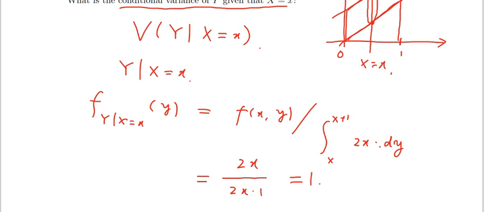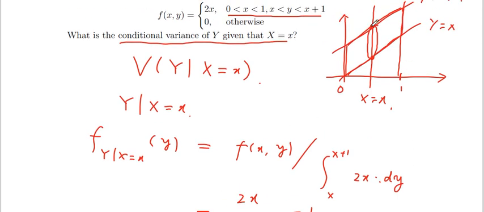This means the conditional density function is a constant. So we say y is uniformly distributed from x to x plus 1. So we can say this follows a uniform distribution from x to x plus 1, where x is fixed.